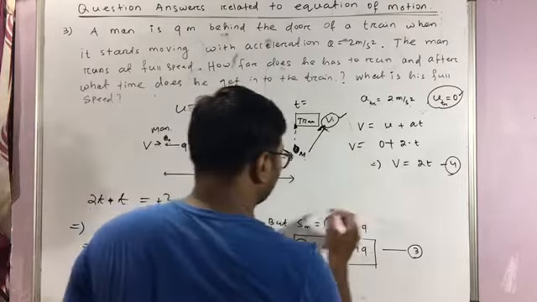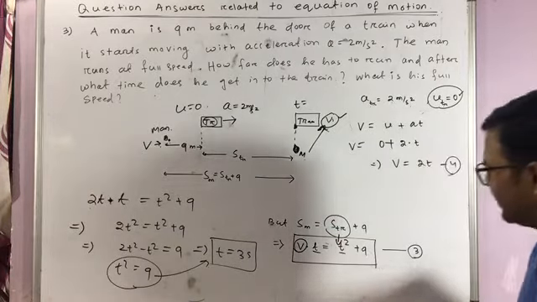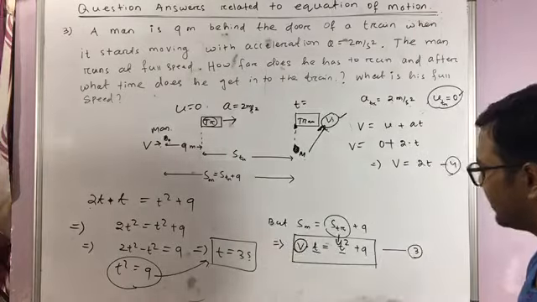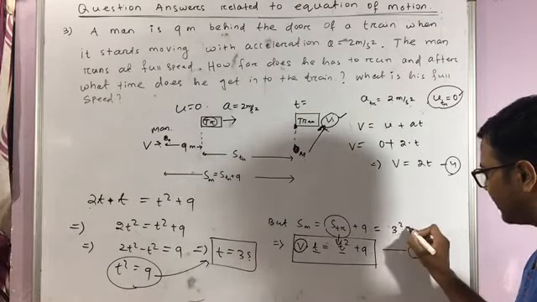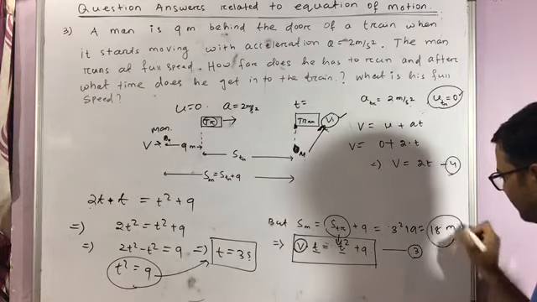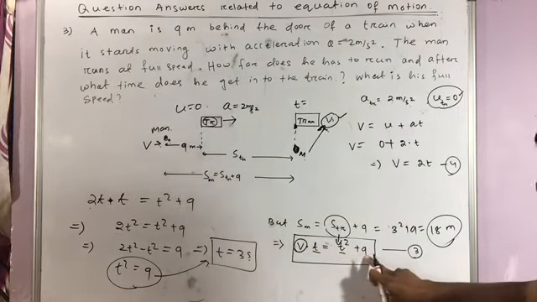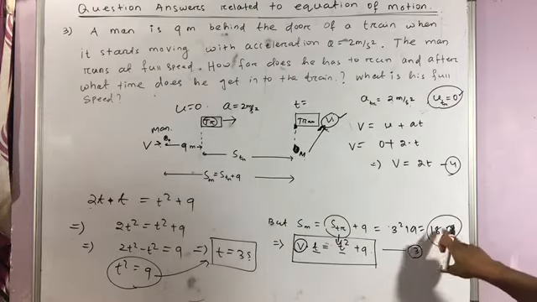Str we have calculated. Str is your t square. So t is 3, which is 3 square plus 9. So 3 square is 9, plus 9, 18 meters. As Sm is t square plus 9, so Sm is coming to be 18 meters.